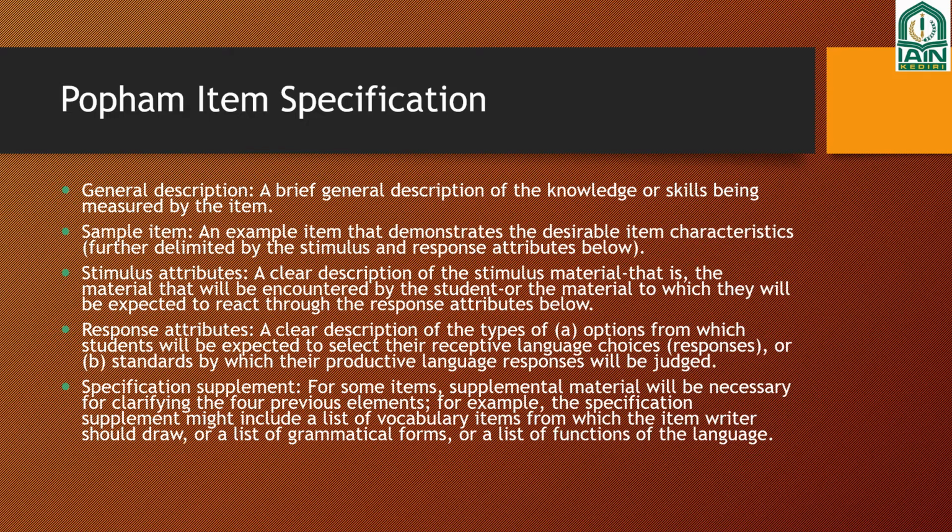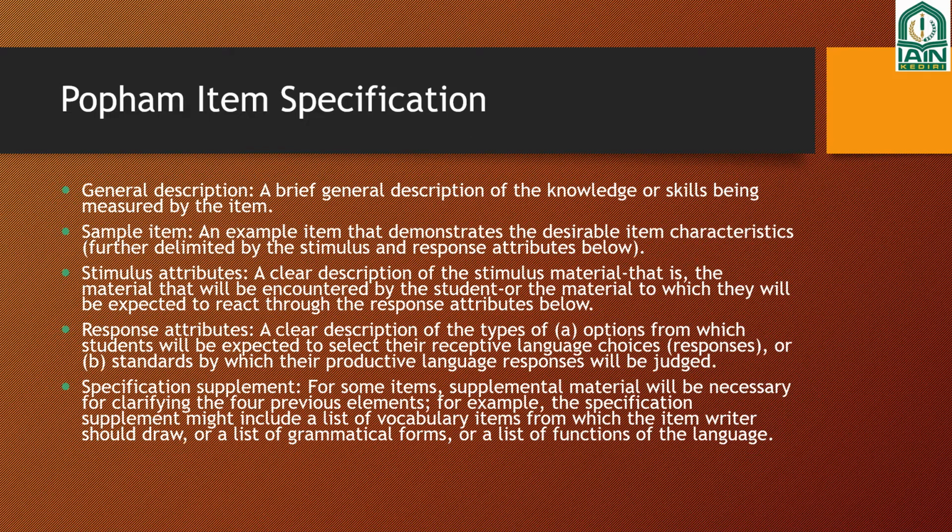And number 2, sample item is an example item that demonstrates the desirable item characteristic, or further delimited by the stimulus and response attributes below. Number 3, stimulus attribute, a clear description of the stimulus material, that is the material that will be encountered by the student or the material to which they will be expected to react through the response attributes below. And number 4 is response attribute, a clear description of the types of option from which students will be expected to select their receptive language choices, or the standard by which their productive language response will be judged.